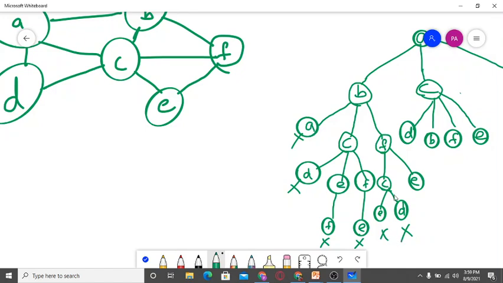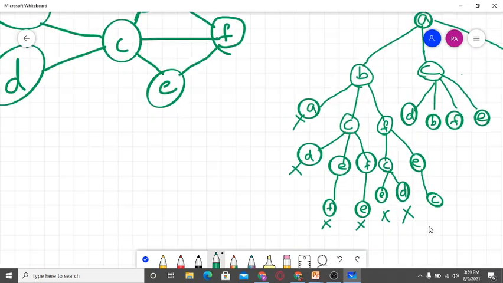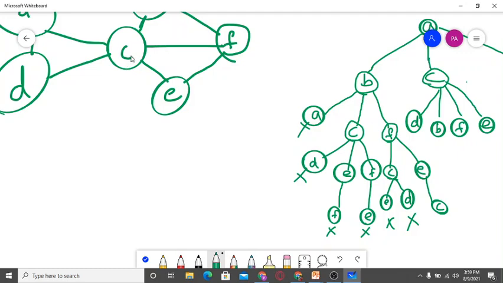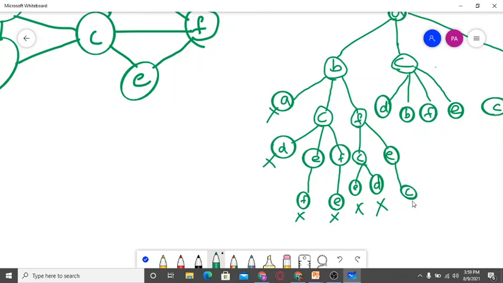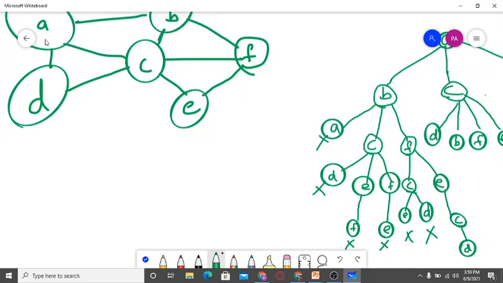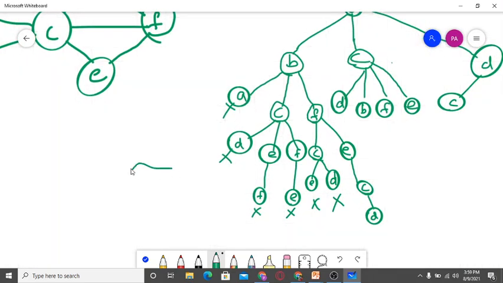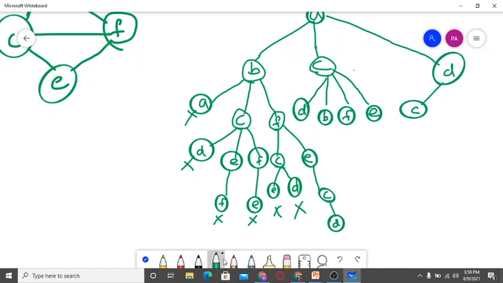Okay, next E. From the E we can go to the C and F. Already we are coming from the F, so we can go to the C. Okay, from the C where can I go? Can I go to the D? Yes, and D is not in this list. From the D, can I go to the A? Yes, it's possible. So we got one success.